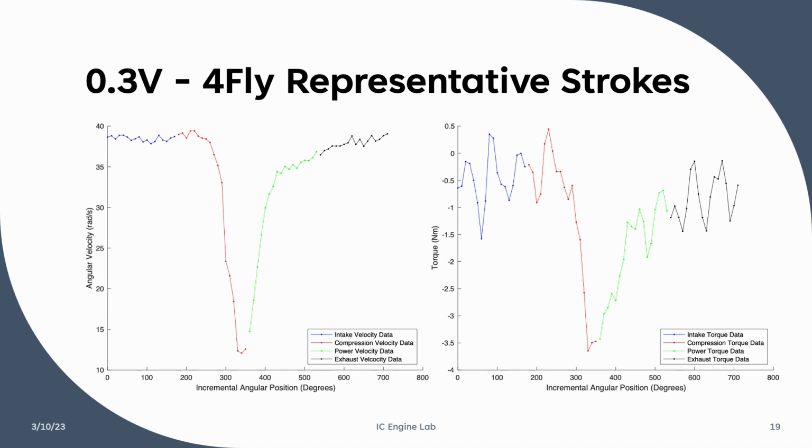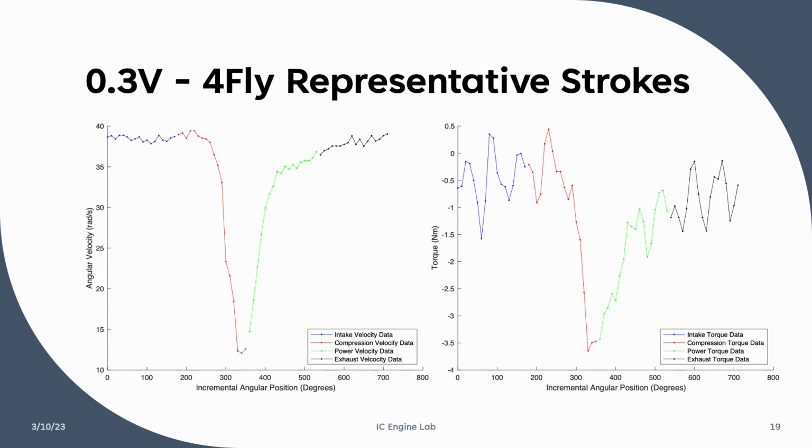For the intake and exhaust strokes, represented by the blue and black data points respectively, these valves are open, which allows the pressure to remain at the atmospheric pressure. This is shown by the angular velocities and torque values being relatively the same between said strokes. The angular velocities hover around 37 radians per second, and then the torque values range from negative 1.5 to 0.5 newton meters when the input voltage is 0.3 volts.